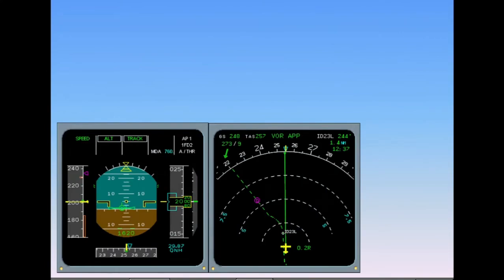You are level at 2,000 feet. The approach phase has been activated. The weather is VFR, and you are going to do a visual approach backed up by the data for a VOR approach to runway 23. You have chosen to fly the approach using track flight path angle. The FMAs show altitude and track, indicating that the aircraft will now maintain 2,000 feet on a selected track of 255.